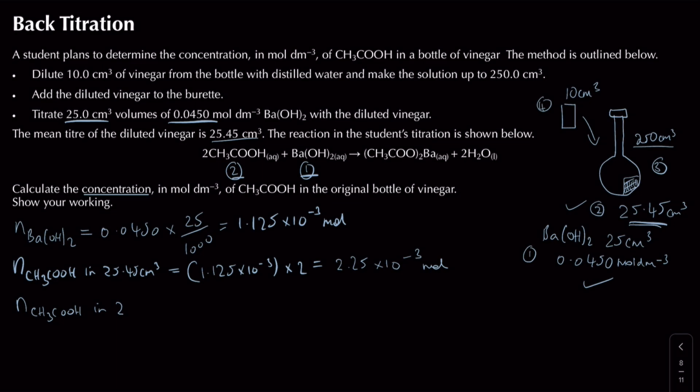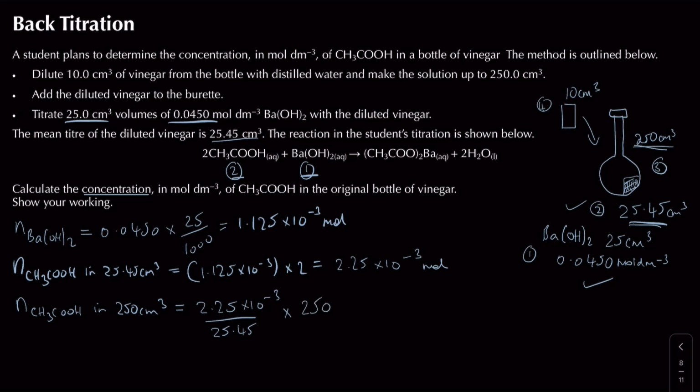in 250 centimeters cubed, this is a bit that's confusing for a lot of people. What you need to do is take the number of moles in 25.45 centimeters cubed, so 2.25 times 10 to the power of minus 3, and divide that by the volume which you've got, which is 25.45, and what that gives you is the number of moles you've got in 1 centimeter cubed.